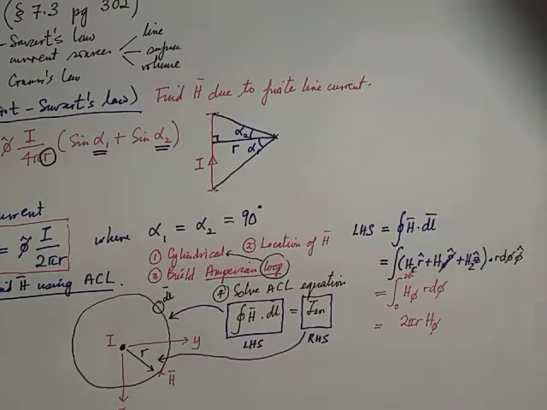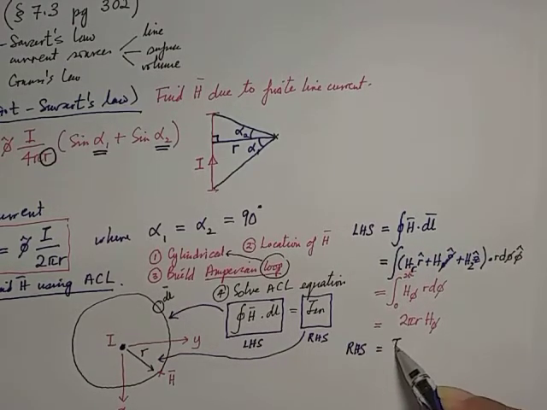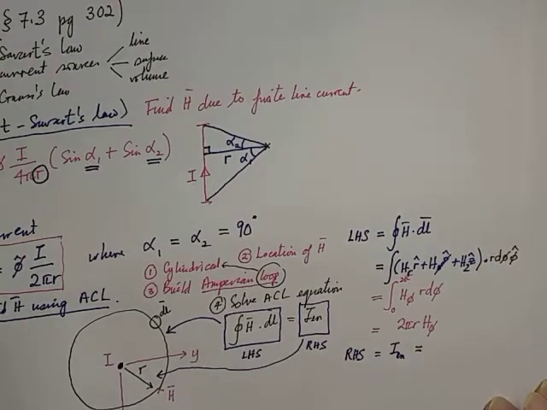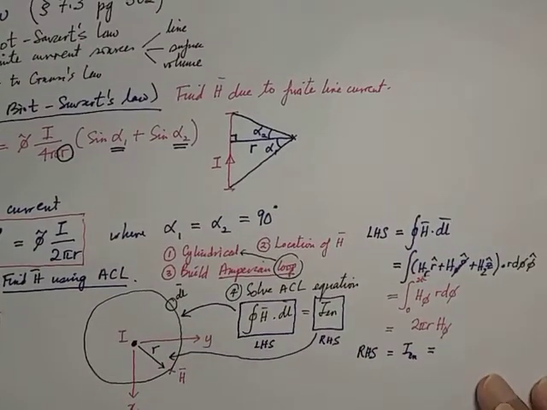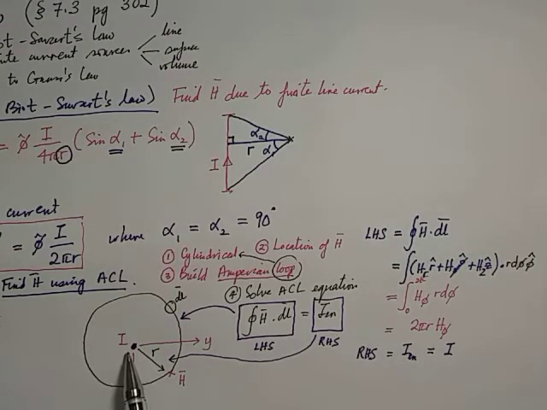Now let's continue with our right hand side. The right hand side should be I enclosed. Based on our observation, there is nothing extraordinary that we can observe from this simple diagram. What should be the total current passing through this loop? Yes, it's I. Correct? Because only I is passing through this loop. There's nothing else than that, only I. So therefore, I'm going to say that the I enclosed must be equal to I.